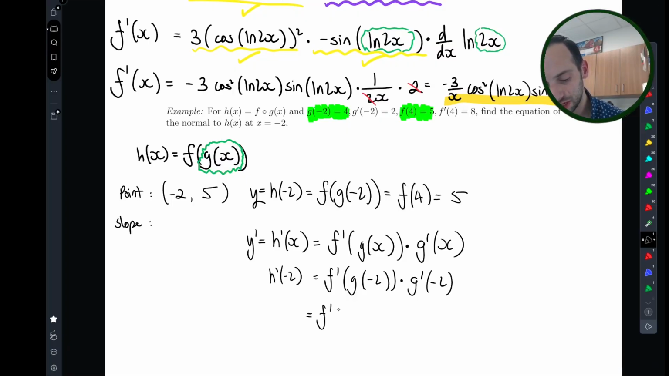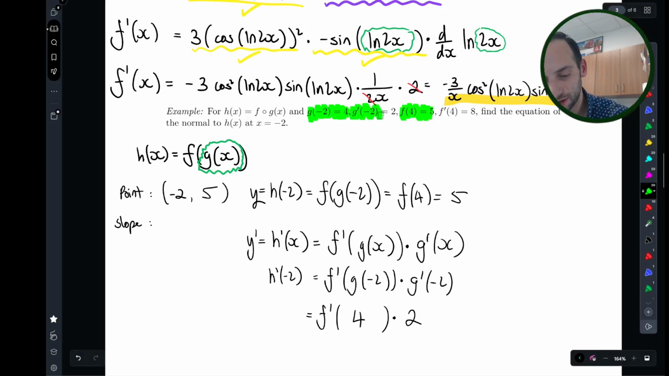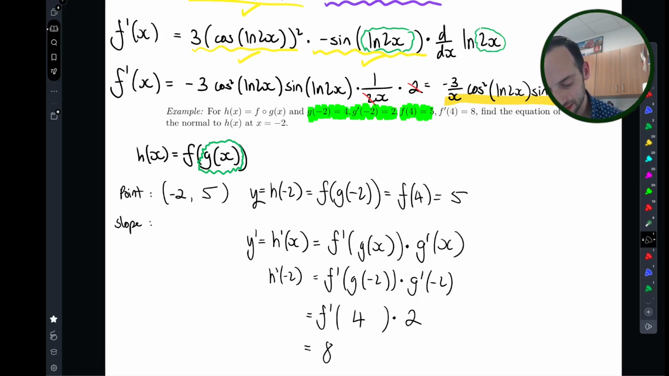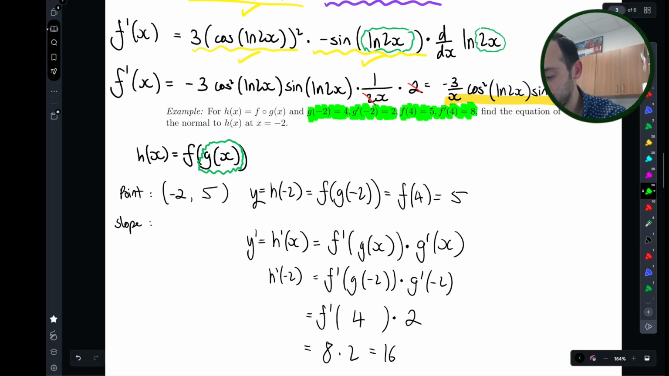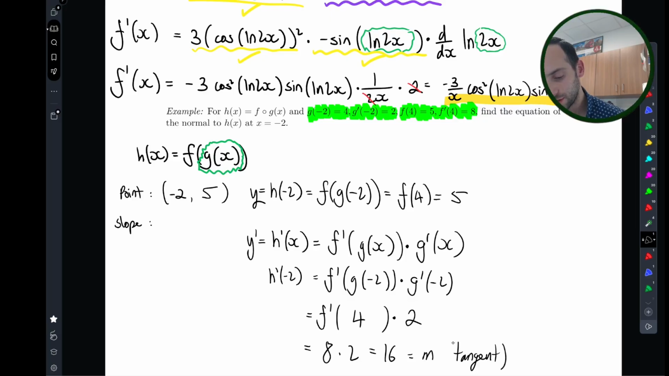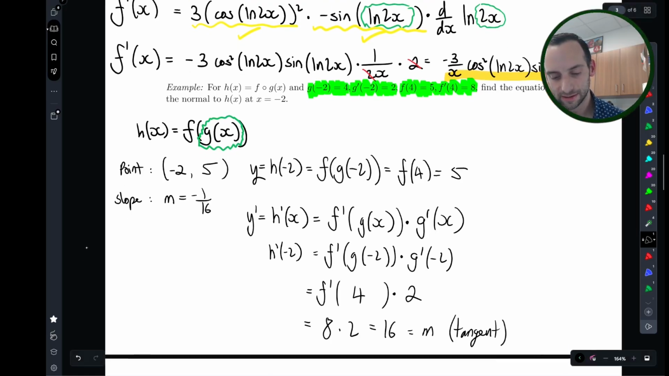F primed of g of negative 2. G of negative 2 is given to us as 4, so that's f primed of 4. G primed of negative 2 is given to us as 2. You can put that in green because we just used that. And this lines up nicely that f primed of 4 is 8. So 2 times 8 gives us 16 using all of the values. We always love that when that happens in a problem. This is the slope of our tangent line. Okay? We know we need the normal line, so we're going to opposite reciprocal that. So our slope will be negative 1 over 16.